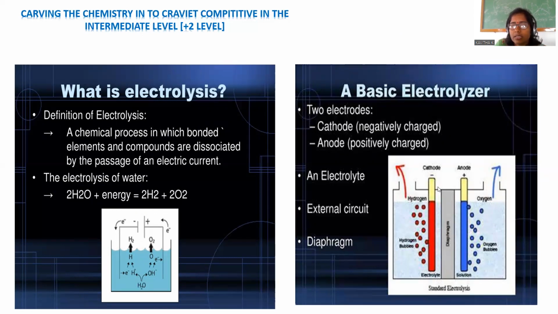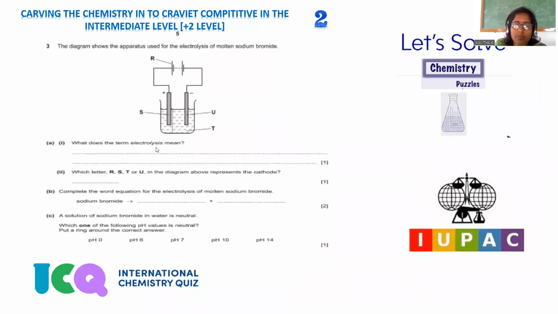So here the typical electrolytic cell is provided. The cathode is negatively charged, the anode is a positively charged one. This container is filled with electrolytic solution. An external current circuit is required in order to supply the energy, and the diaphragm is there to separate the anode from the cathode, right? So cathode and anode compartments are provided. Cathode negatively charged, anode positively charged. This is called the electrolysis process.